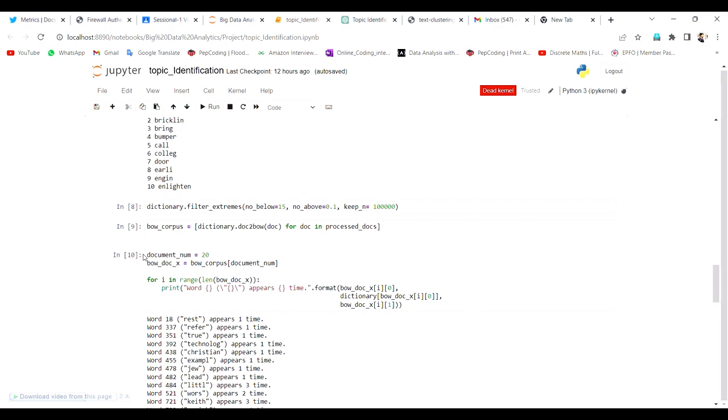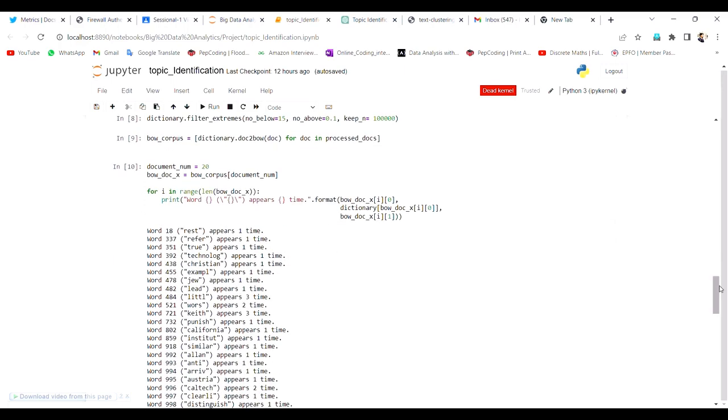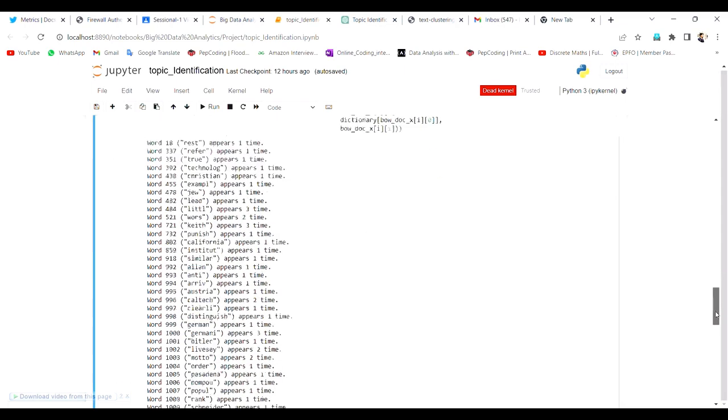After that, we are just iterating over the bag of words, which is a list of word ID and word count tuples representing the document's bag of words representation. For each tuple, we are printing the word integer ID, the corresponding word string obtained from the dictionary using that ID, and the frequency of the word in the document. As you can see, this is the word number along with the corresponding word and the frequency, how many times it appears in the document.